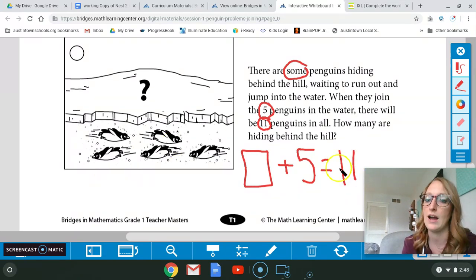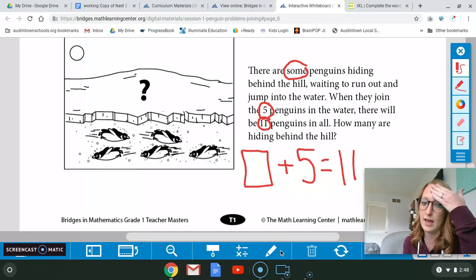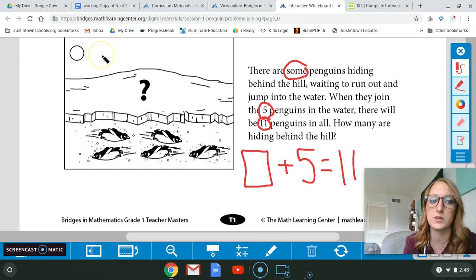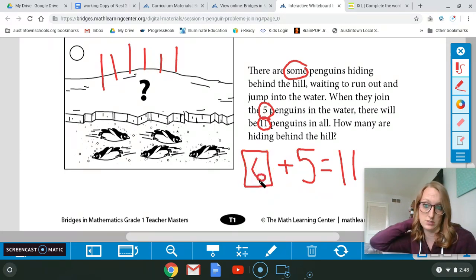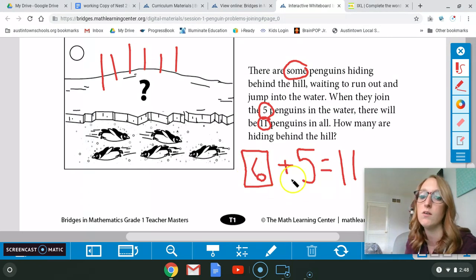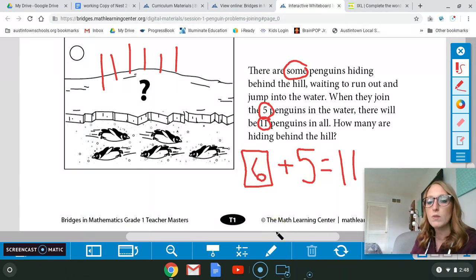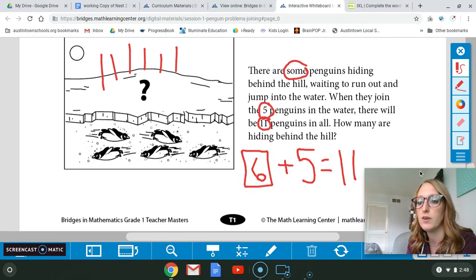Okay, so I need to get to 11 from 5. I have 5. I need to get to 11, so I can count up. I put 5 in my head. 6, 7, 8, 9, 10, 11. 6 more. Or I could have drawn, and if I don't want to draw circles, I can use tallies. I have 5. So here's the ones coming up over the hill. 6, 7, 8, 9, 10, 11, and now I'm going to count these. 1, 2, 3, 4, 5, 6. I've got 6 more penguins coming. Okay, so the answer that went in the box was 6. That was the sum they were looking for. How many are hiding behind the hill? It is 6.